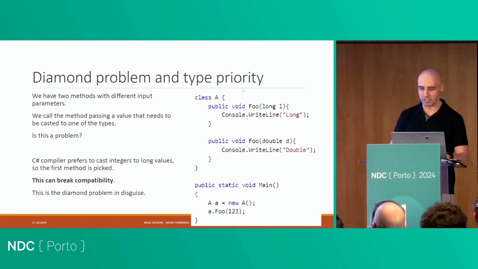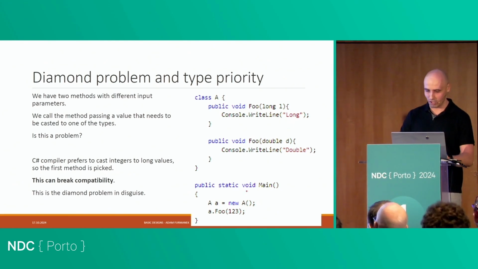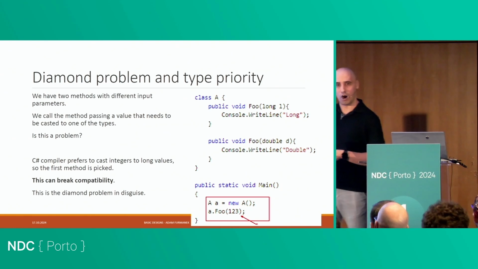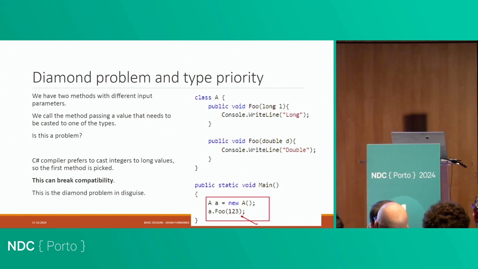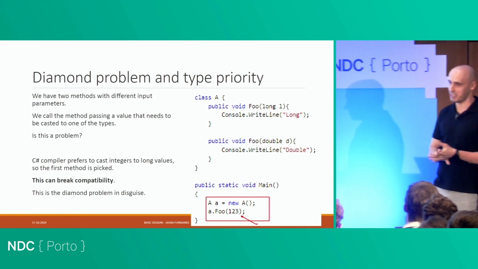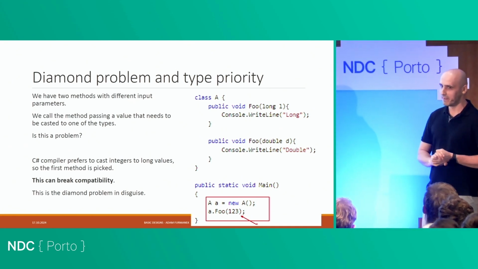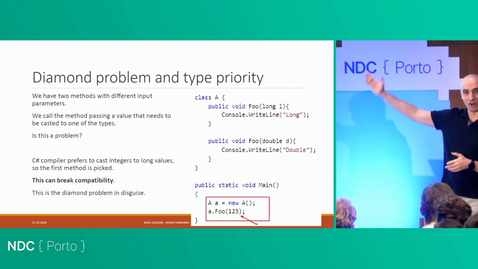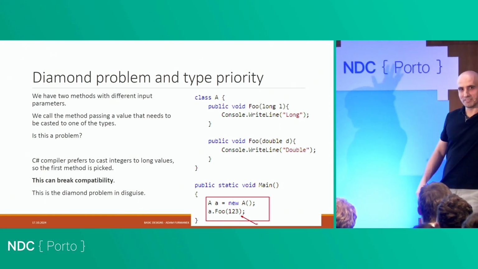Let's take another riddle. We have a method foo that accepts long, and we have a method foo that accepts double, and then we call it this way. Notice that 1, 2, 3 is neither long nor double. It's neither of these two. Is it going to compile, and which method is it going to run? And you may say, well, it's obvious.